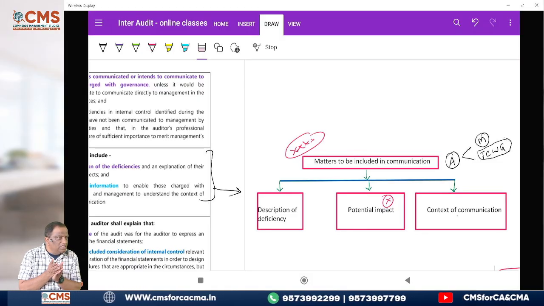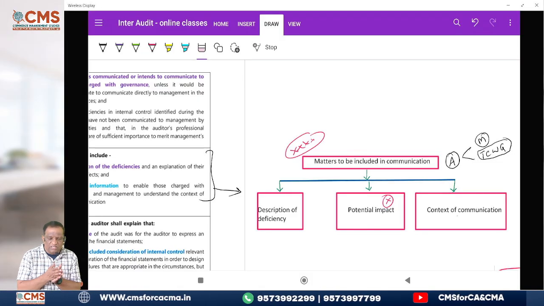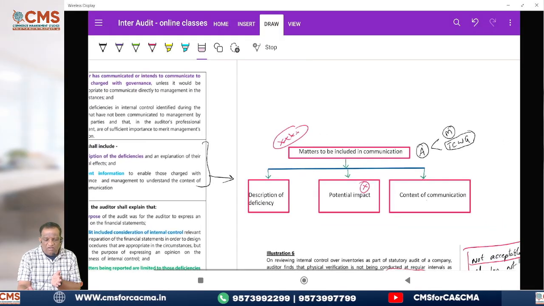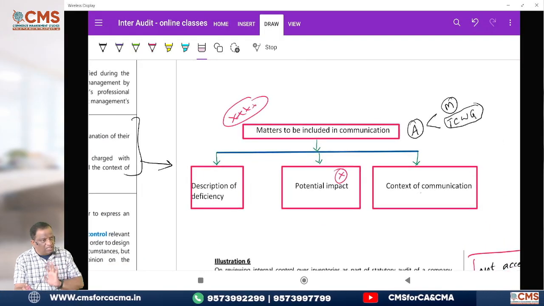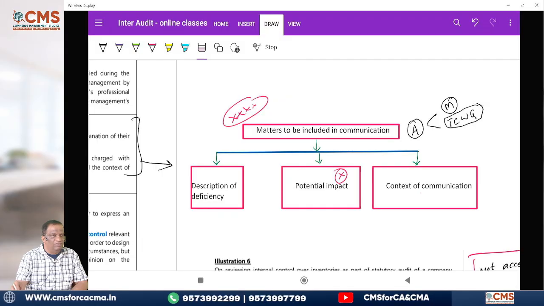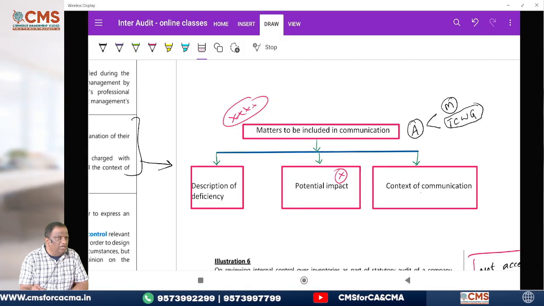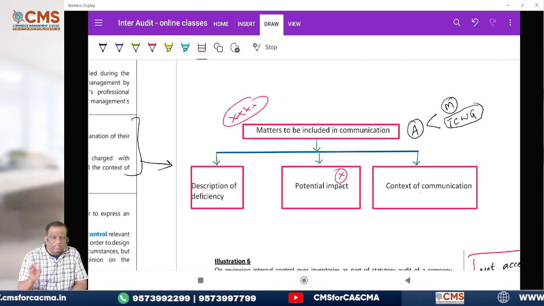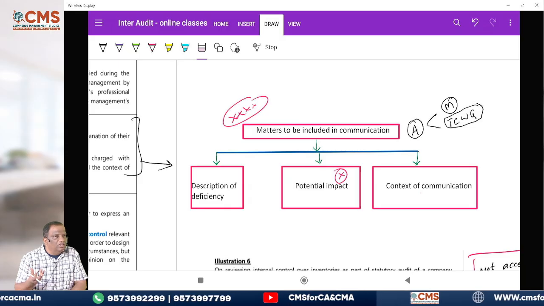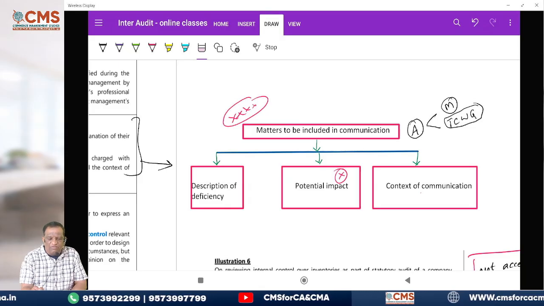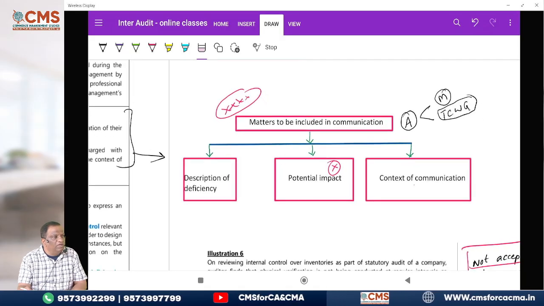Communication of independence by the listed companies, which we have discussed. And the second one is, whenever the auditor is communicating significant deficiencies or deficiencies, what matters are to be included? Earlier, there was no structure. They only said communicate, but how should I communicate? Nothing was streamlined. Now they are giving it. Matters to be included: 3 points.